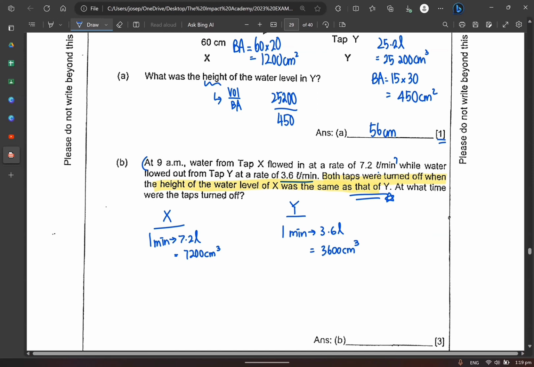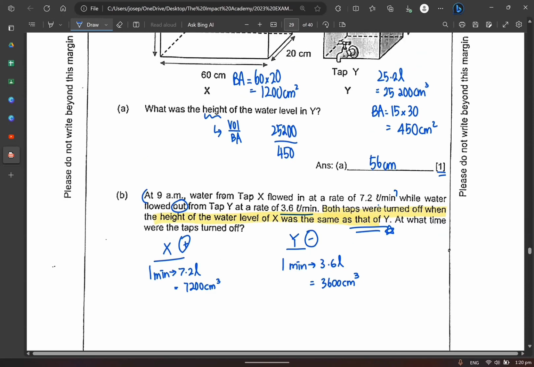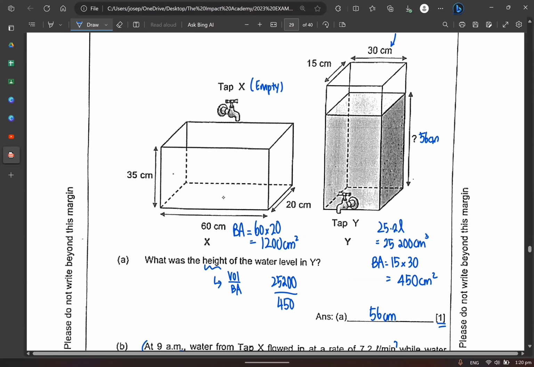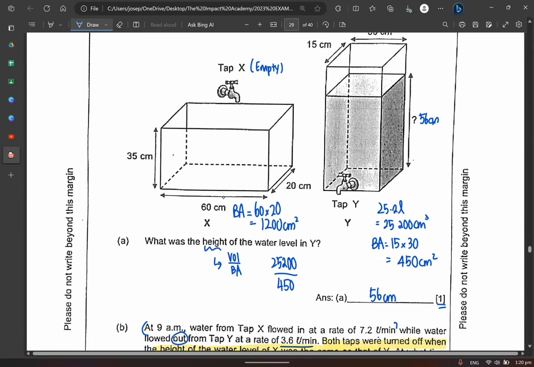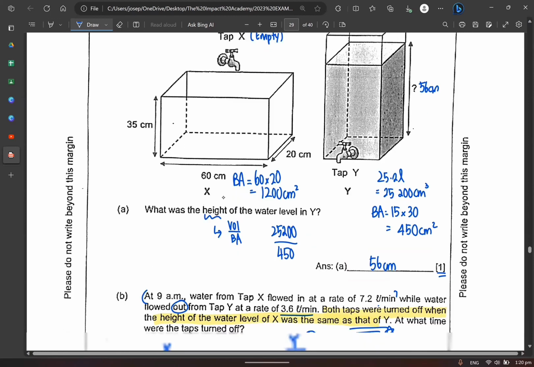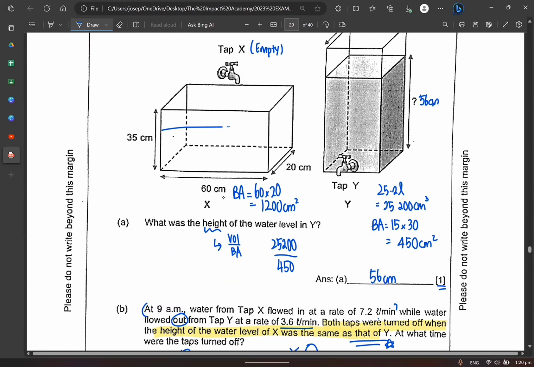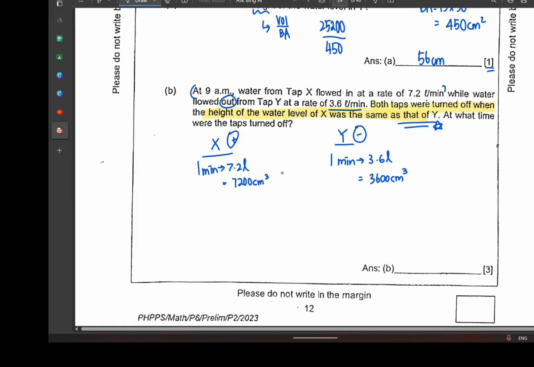Since you know that in 1 minute X will receive 7,200, I'm just going to put plus over here. For Y it's minus, because they say flow out. Y has something already, so Y has to decrease and X has to increase, and they will meet at a point whereby the height is the same.